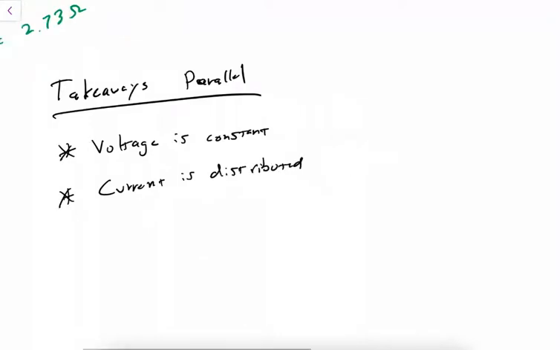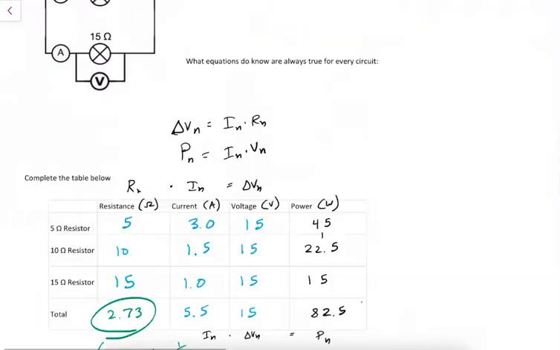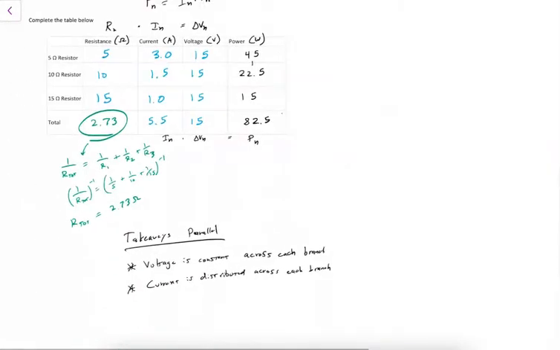And it's true, actually, both of these should say across each, and this is where I like to say resistor, but I really want to say branch, because things might get a little complicated later, and we might have more than one resistor across each branch. So across each branch or across each resistor. And what's always true is that same Vn is equal to In times Rn, and the power is equal to the current times the voltage. All right.